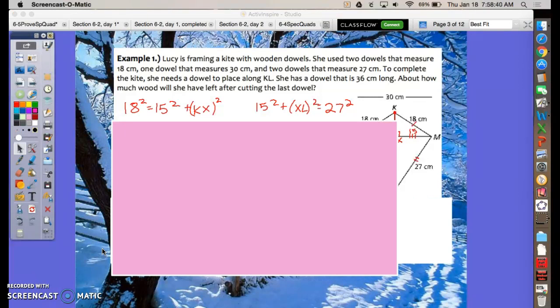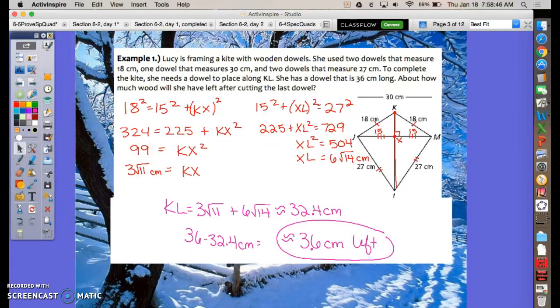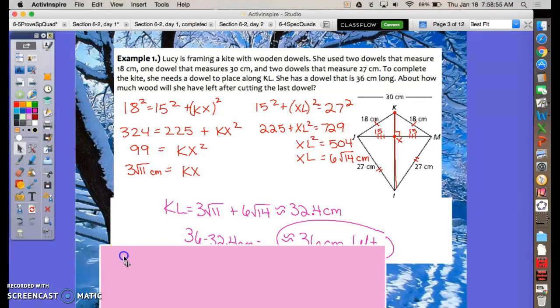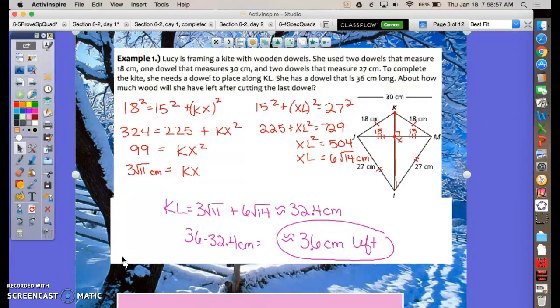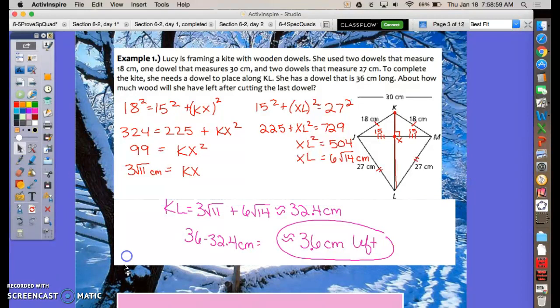Okay, so hopefully you finished the work for this problem. Now you're checking your answer with mine, please. Let me drag that out of the way. So you can see that I found my 2 lengths, then I added them together to get the whole length of KL. And now that I have the entire length of KL, I can subtract that from 36 to make sure I see how much I have left. So I would have about 3.6 centimeters left over.